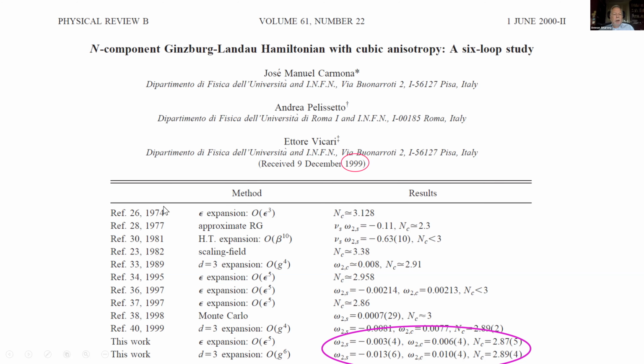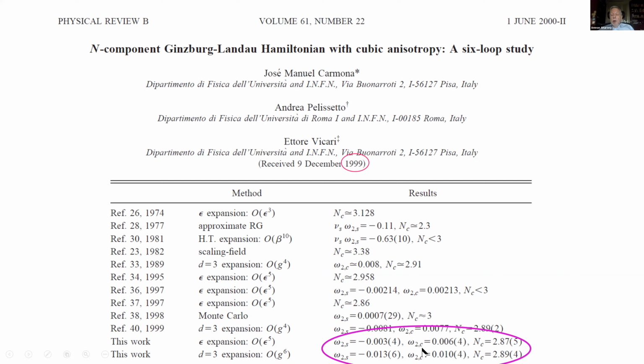I think this is my paper saying 3.1 for NC. Remember, I did a Padé of a 3-term epsilon expansion for NC. And then they have all this other history. There were epsilon to the 5, and then there is these people's work, and they conclude that NC is 2.87 or 2.89. It's below 3, which means that at n equals 3, the result depends on the cubic fixed point.